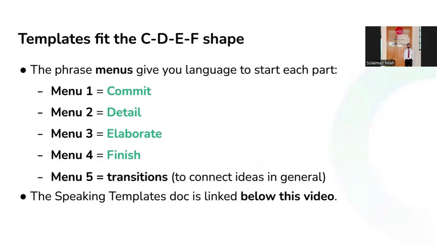In our last lesson on organization and timing, we introduced the four-part shape of a strong interview answer: commit, detail, elaborate, and the optional finish: C, D, E, and F. Templates pick up right where that lesson left off. The four-part shape tells you what each part of your answer is supposed to do. The phrase menus in this lesson give you the actual language to start each part.